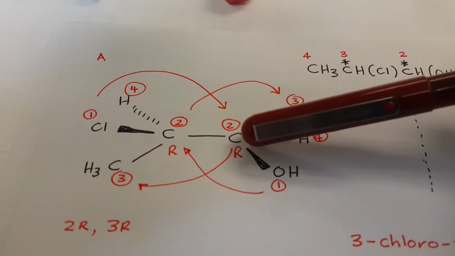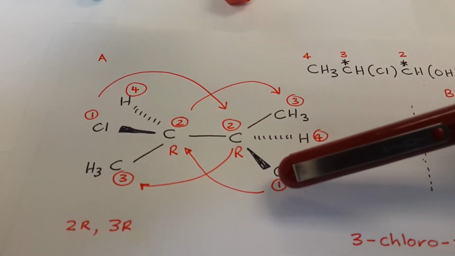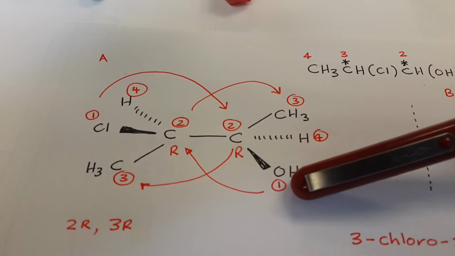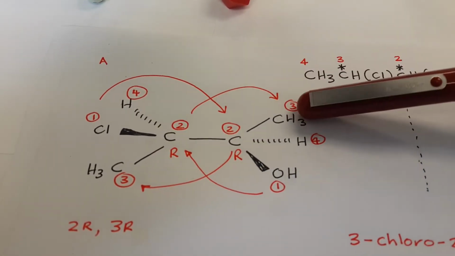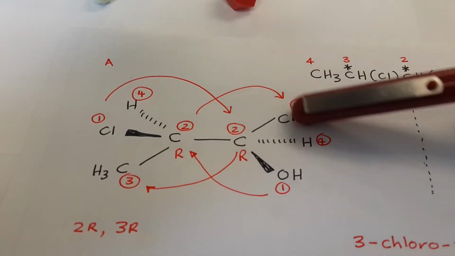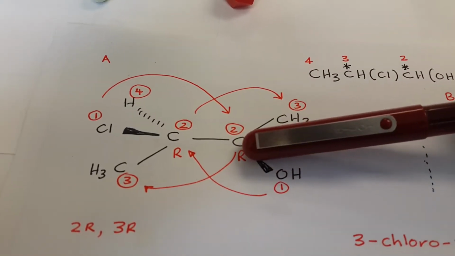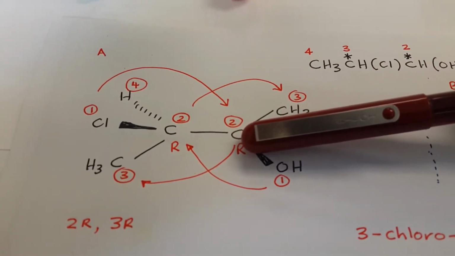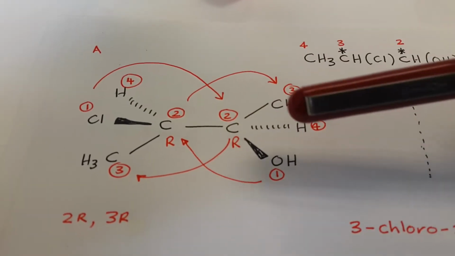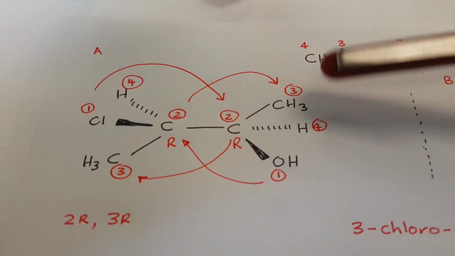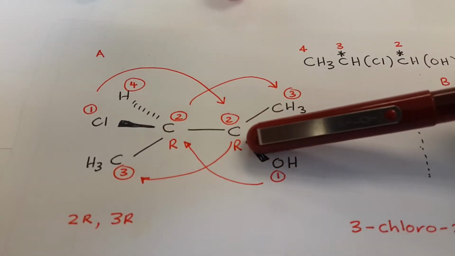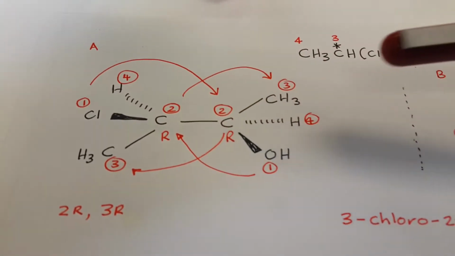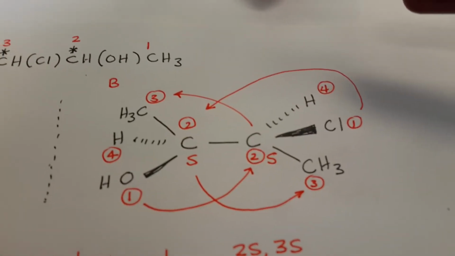If I try to name this carbon center, you'd see I also go from priority group number 1, which is the hydroxy group, to the carbon group number 2, to the methyl group number 3 in a clockwise direction. So this carbon is also R. I would expect that if I get an enantiomer of this, or a mirror image of this, this carbon would change to S and this carbon would change to S. And that's exactly what happens.